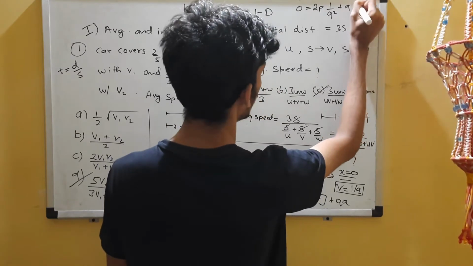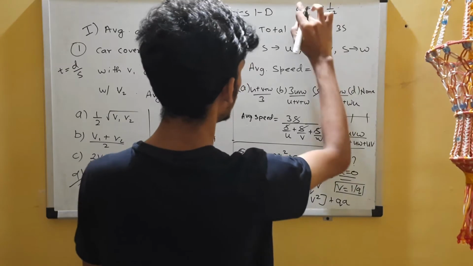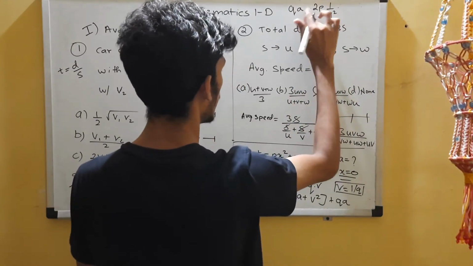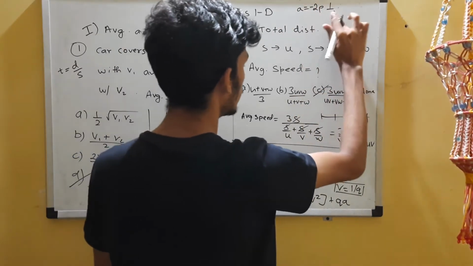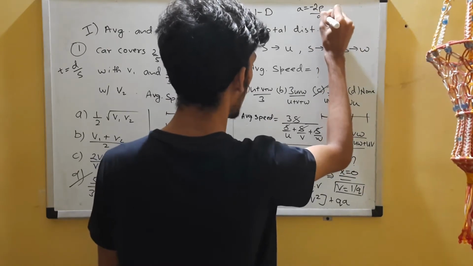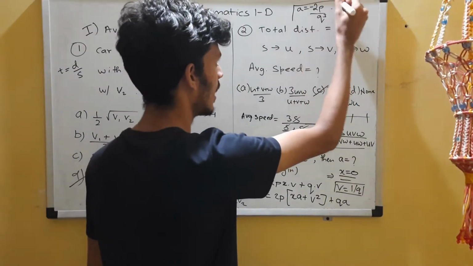Okay, so we are supposed to find this acceleration. We can take this term to the other side, that will give us qa equal to minus 2p by q square, right? When you get this q down over here, you'll get that acceleration is minus 2p by q cube. Okay, yeah, that is the correct answer over here.